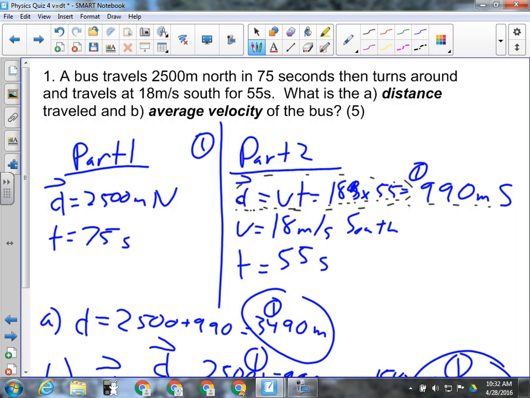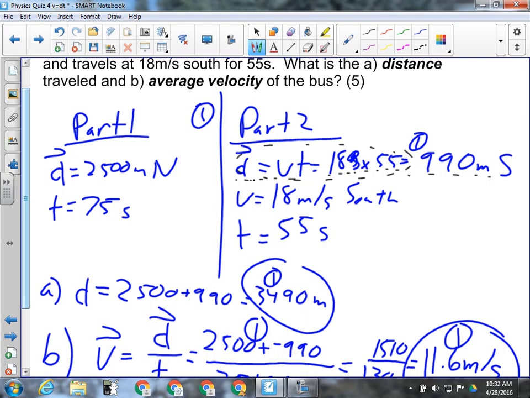All right, next mark is for adding those two together, not taking into account that one is north and one is south, because distance is scalar. So that is this step right here. They get the mark not for the operation this time, but for the answer, 3,490 meters. If there's a direction on that, it's wrong. And there must be units, and they must be meters. If the units aren't meters, it's also wrong. If it's missing units, it's wrong. We've got to have all of that.